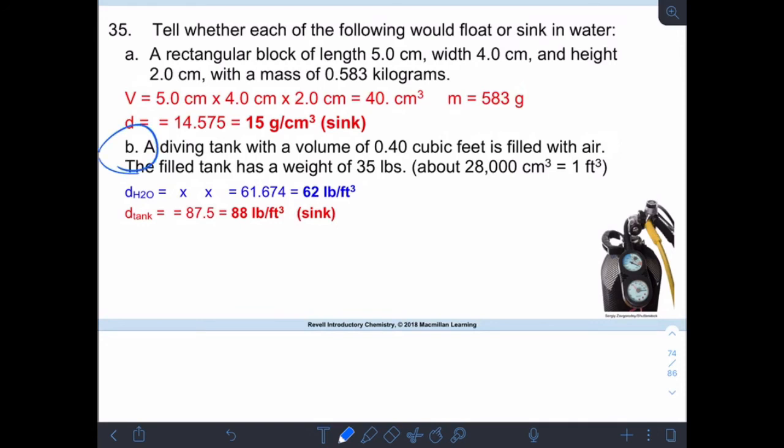And this example B here, instead of converting to grams per cubic centimeter, converted everything into pounds per cubic foot. That works too. The result is the same. The object will sink. I'm going to stop this video right here, and when we come back, we're going to talk about temperature conversions.